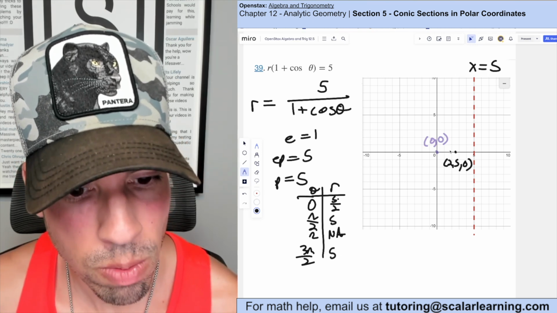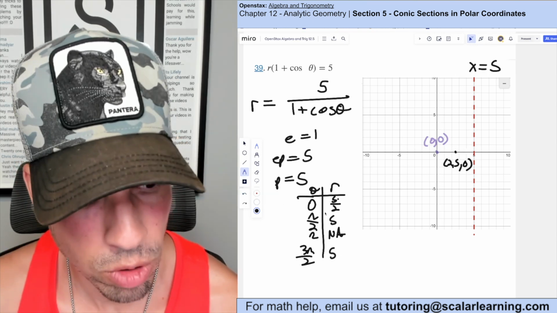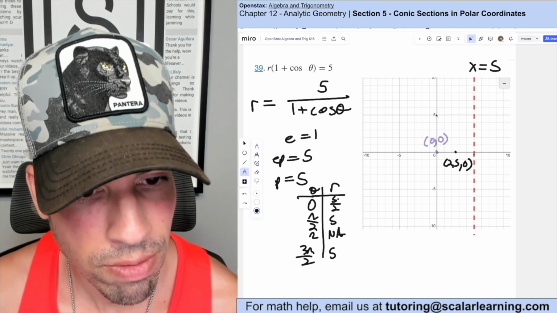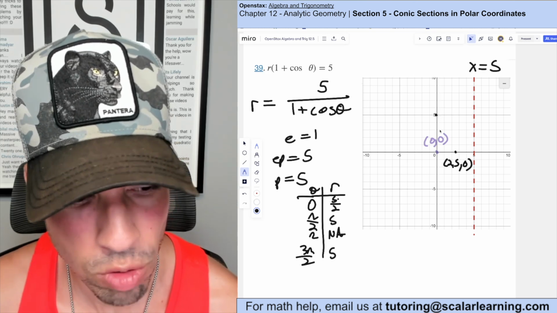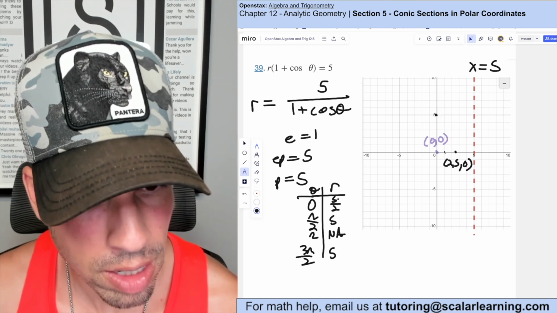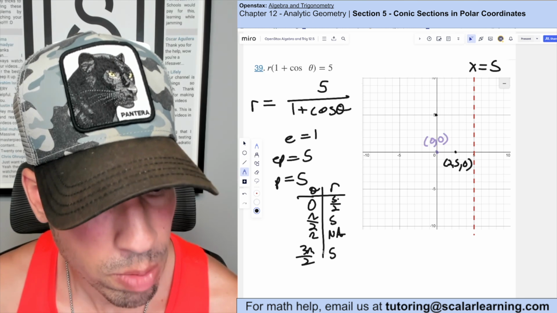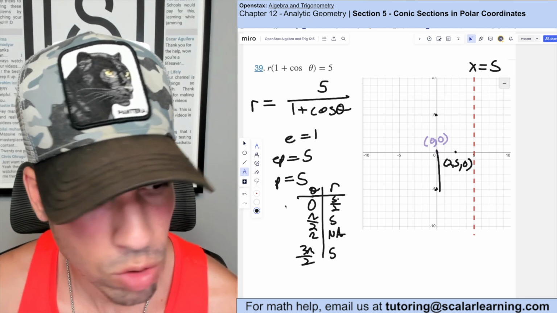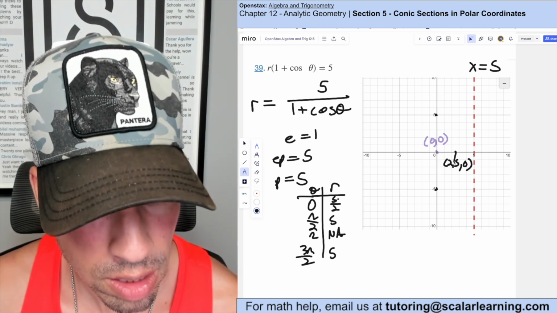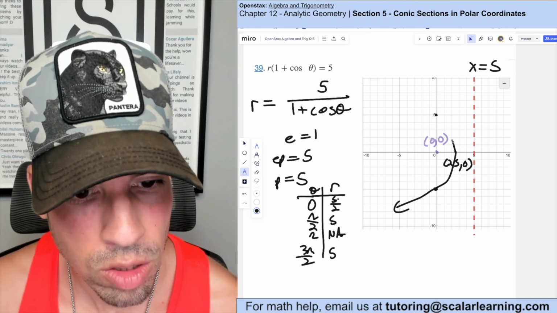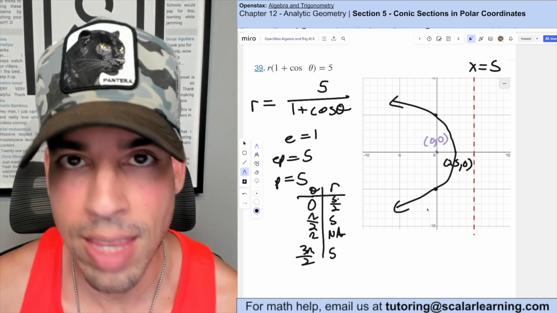So for 0, 5 halves, that's right here. We already got that. That's the vertex. For pi halves, we've got 5 up this way. So that's 0, comma 5. Over here, we got pi not available. And then 3 pi halves, we've got 5 down coming this way. And so now let's connect the dots like so. Boom, like so. Boom, and that's how you do it.